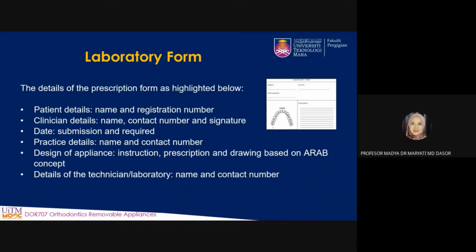Design of the appliance will include the instruction, prescription, and drawing based on the ARAB concept, which is active, retentive components, acrylic, and base plate. The prescription should be written in detail, highlighting the active and retentive components, which include the types of wires and the gauge of wires to be used in the appliance. Details of the technician and laboratory, which include their names and contact numbers, will facilitate the clinician to contact them if necessary.